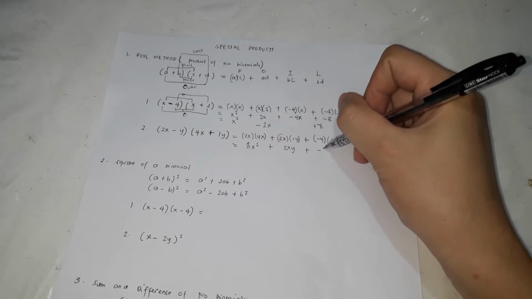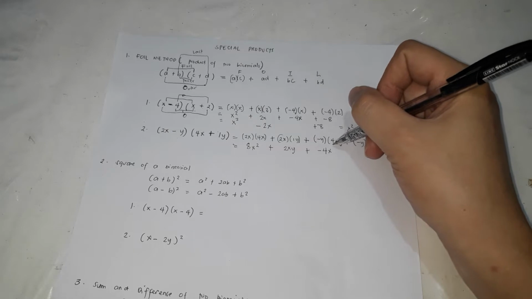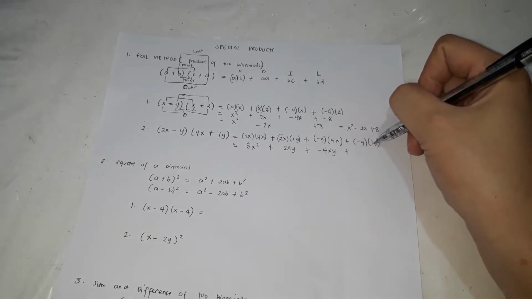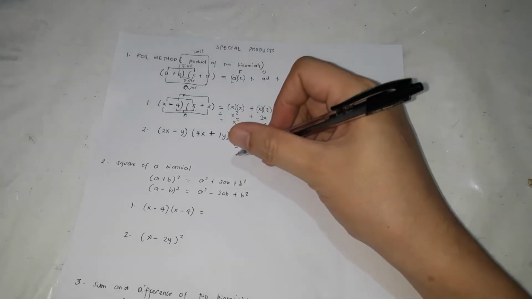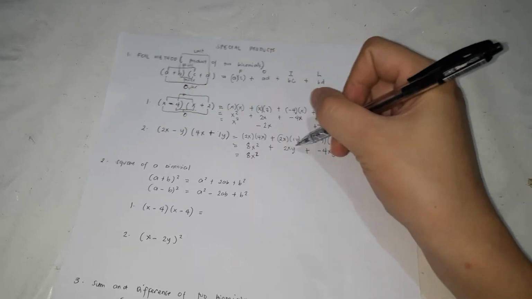Negative times positive, magiging negative. Mauna si 4, mauna si x kasi sa alphabet nauna si x, xy. Plus negative y times positive 1y, it's negative y squared. So, combine like terms, walang x squared, siya nag-iisa lang siya na x squared.